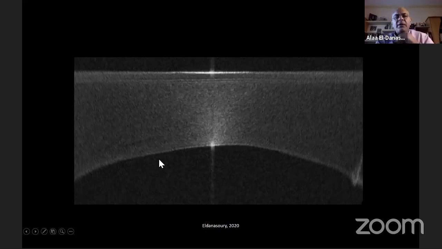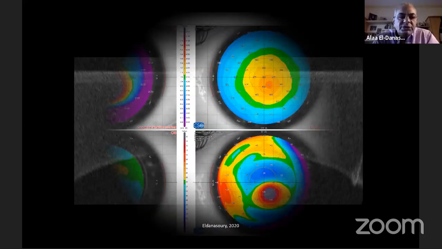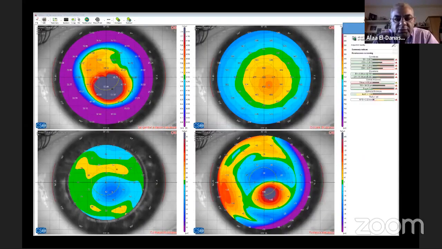Now, let's focus in the next few minutes on the selection of patients for laser vision correction. So what do we want to do? Basically, it is to exclude those patients who have a very early keratoconus or are prone to develop ectasia after laser vision correction surgery. This case is a definite keratoconus. No one will argue. There is no debate here.